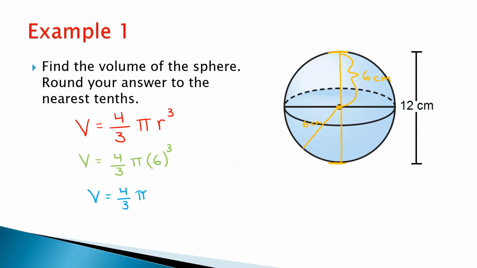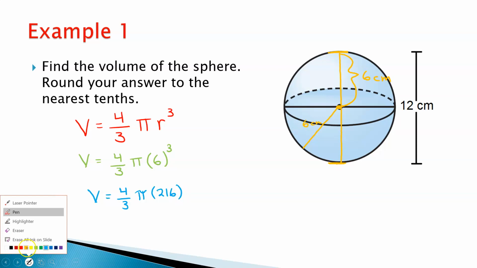So I'm going to need my calculator. I'm going to take out my phone real quick. Well, 6 to the third power, that means 6 times 6 times 6, which gives me 216. All right, I'm going to keep multiplying.